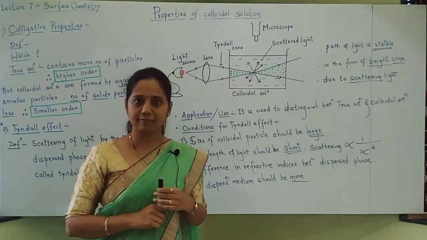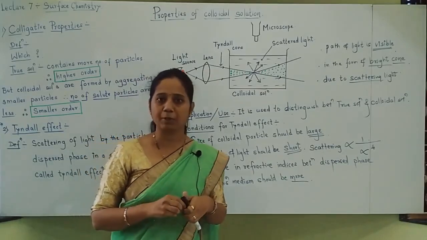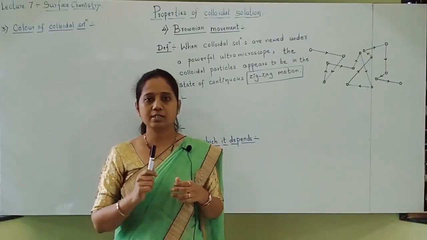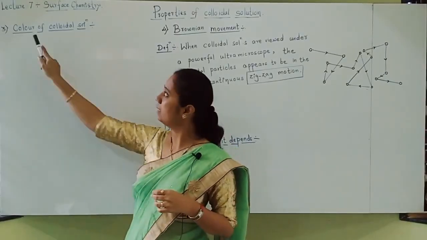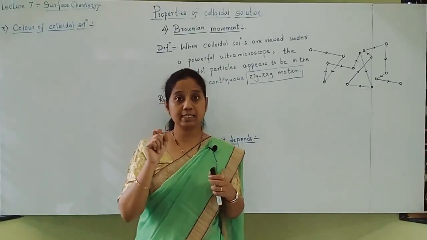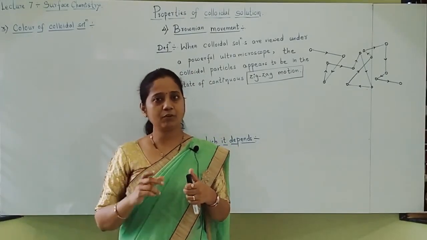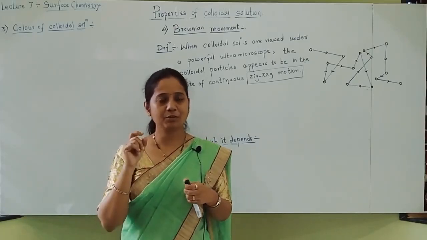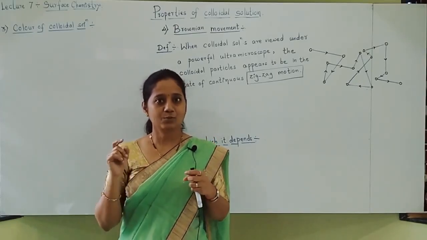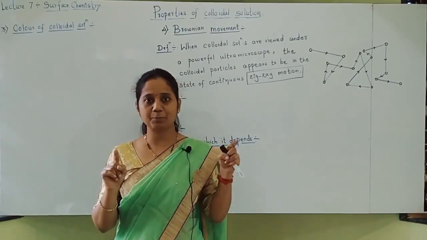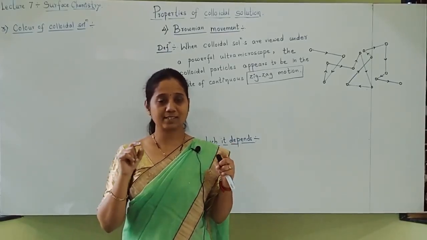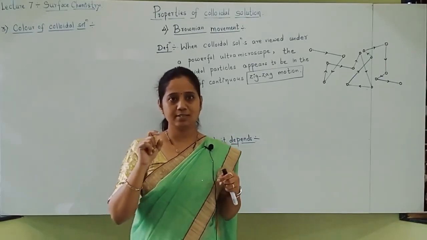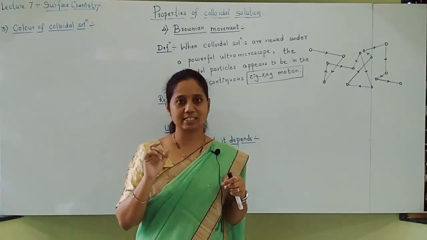This is all about the Tyndall effect. Let us move towards the next property of colloidal solutions, the color of the colloidal solution. What is the color of a colloidal solution? Every colloidal solution has one particular color, but the color changes according to the size of the particle. Colloidal particles have a range of 1 nanometer up to 1000 nanometer. According to the size of the particle, the color of the solution changes.